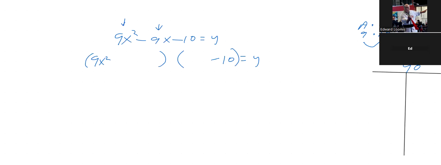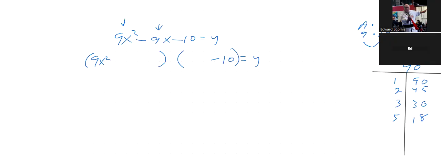Well, let's do the factors first. 1 times 90, 2 times 45, 3 times 30. 4 doesn't go into 90 evenly, but 5 does. 5 goes into 90 18 times. 6 goes into 90 15 times. 7 doesn't, 8 doesn't, but 9 goes into 90 10 times. So those are my factors of 90.